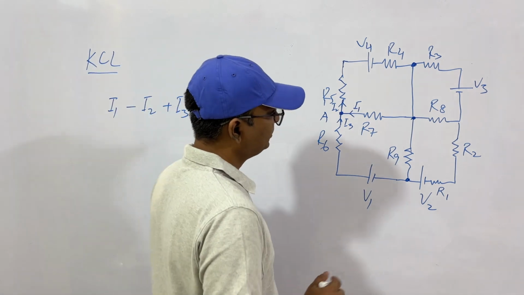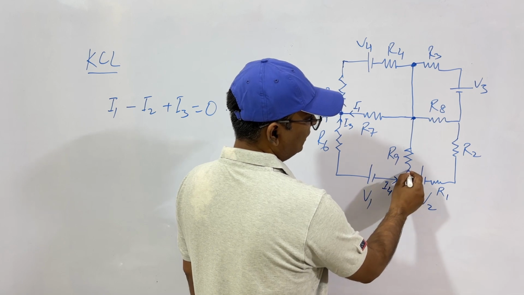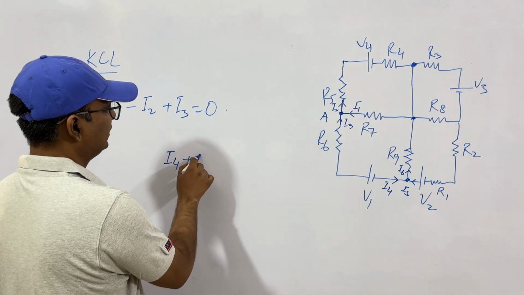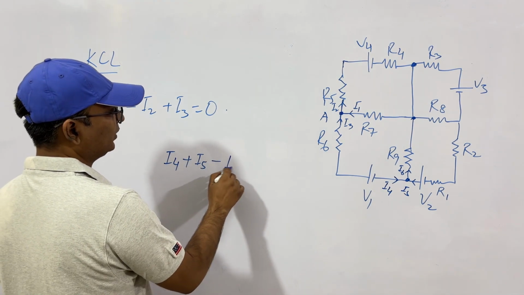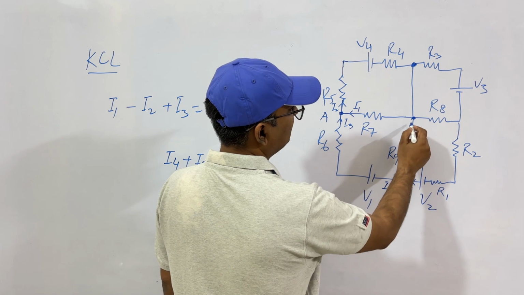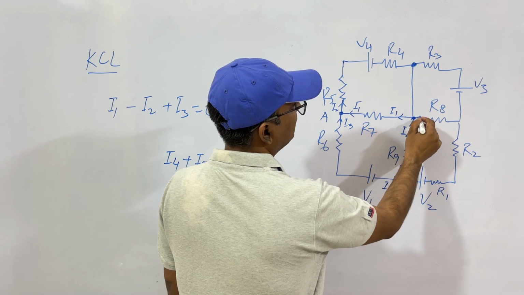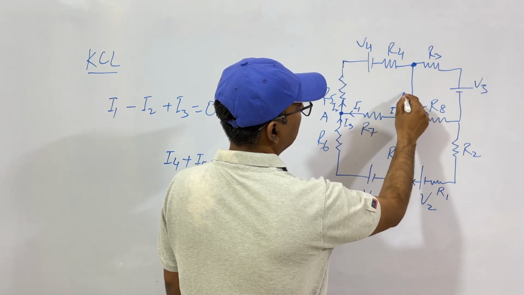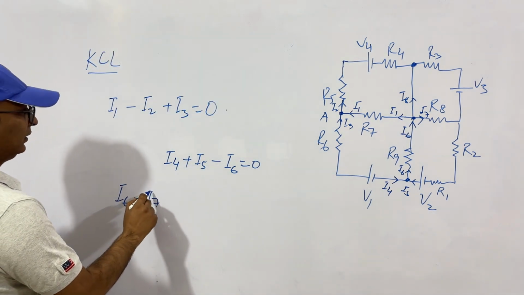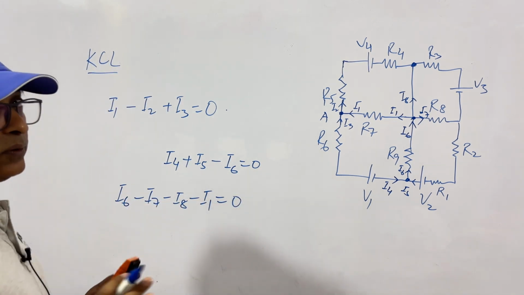Similarly, if this is I4, this is I5, this is I6, then entering currents are I4 and I5. So I4 plus I5, and I6 is outgoing, so minus I6, is equal to zero. So this is KCL at this point. Similarly, if this is I6 and this is I1, and let's say this is I7 and this is I8, only I6 is incoming. So I6 is positive, I7, I8 and I1 all are negative. So this is zero. This is Kirchhoff's current law.